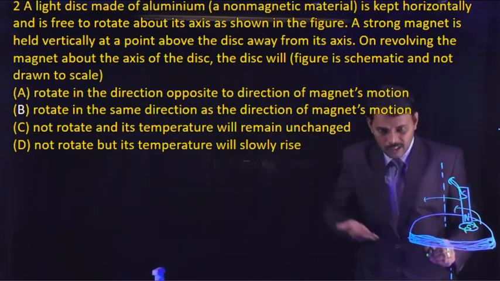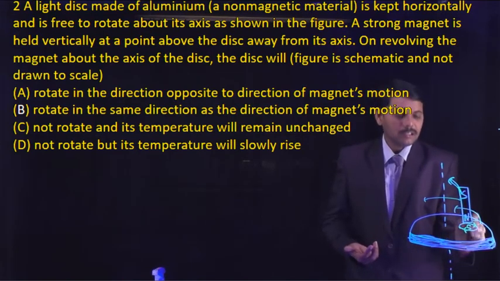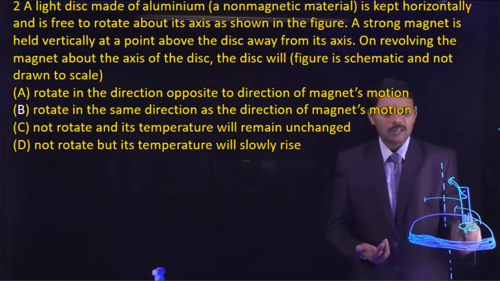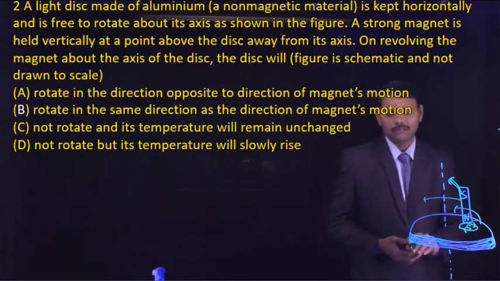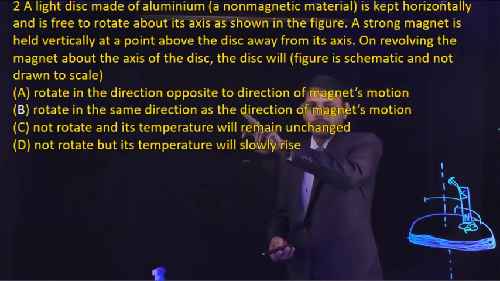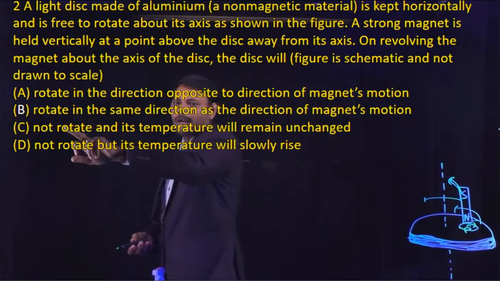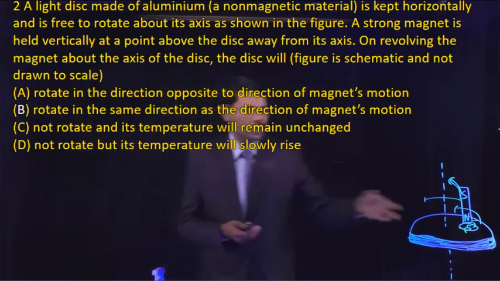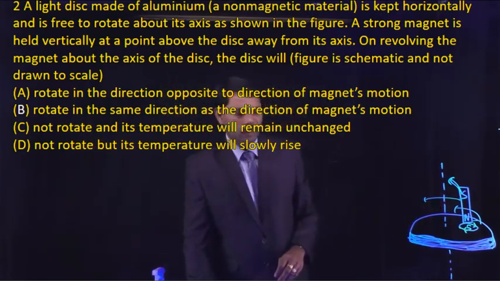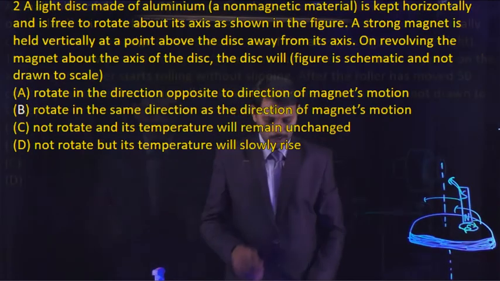So as the magnet is rotating about the axis of rotation, this aluminum disk also starts rotating along the direction. So B option is correct. Students, in option B, we have such a condition. So it starts rotating in the direction of the magnet. It is a theory based question, a conceptual question.